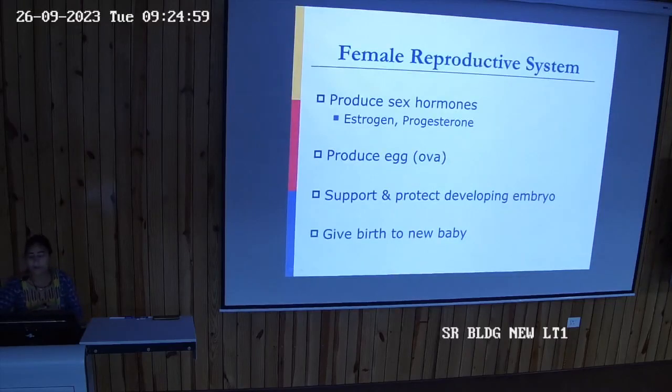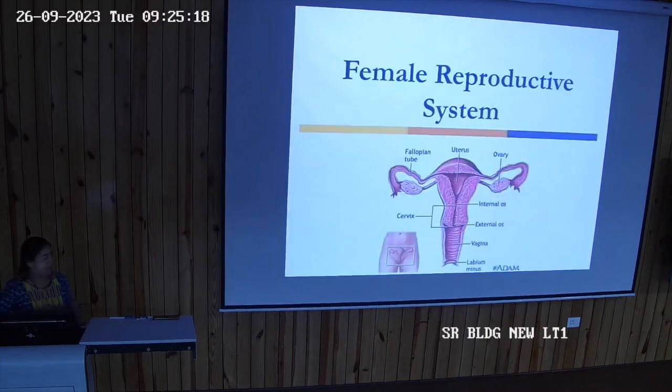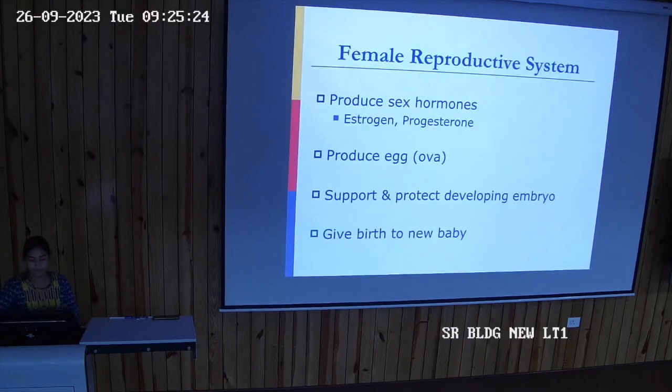So the female reproductive system, as the male reproductive system has the hormone testosterone, is also under the control of hormones that are secreted, estrogen and progesterone. Ovaries are located laterally in the female reproductive system. These ovaries are going to produce the ova, or the egg.